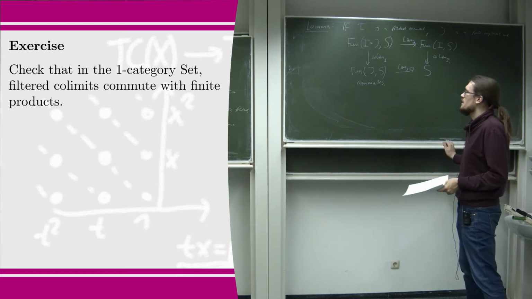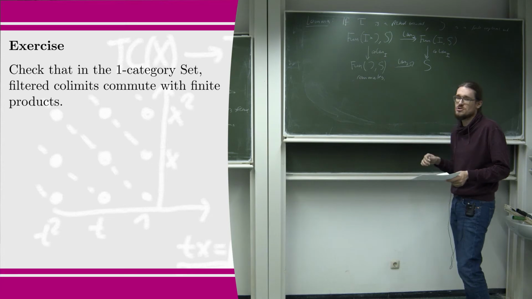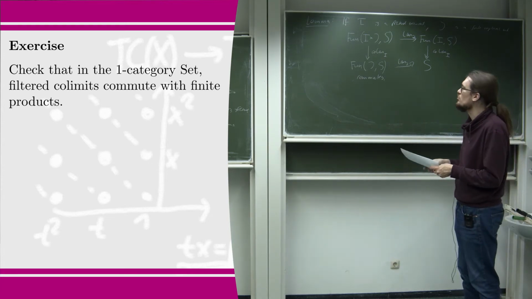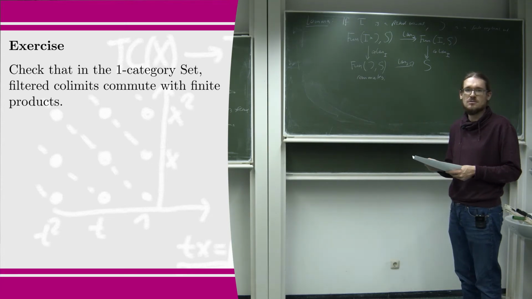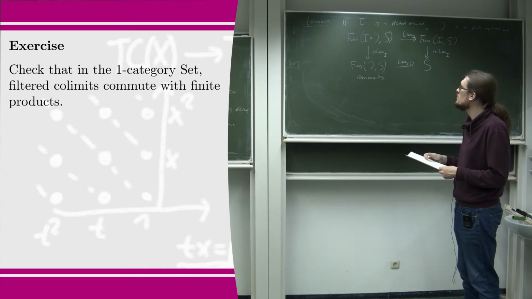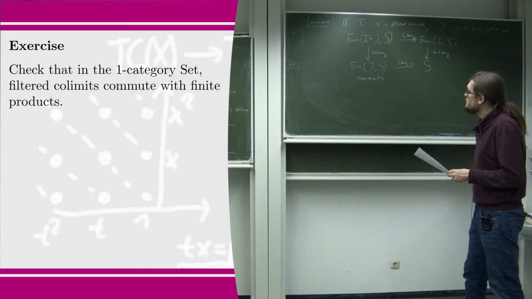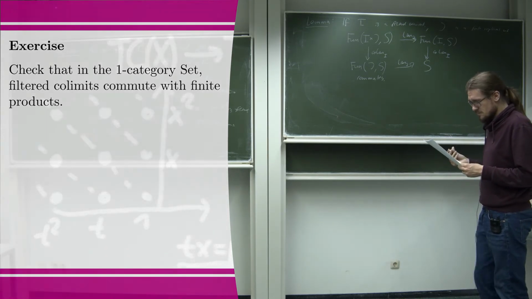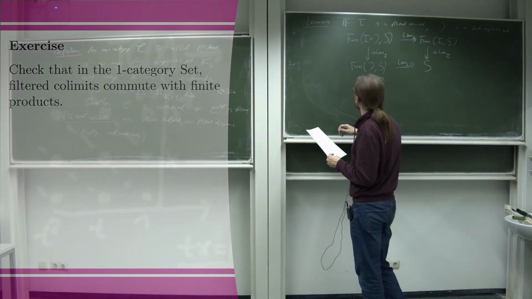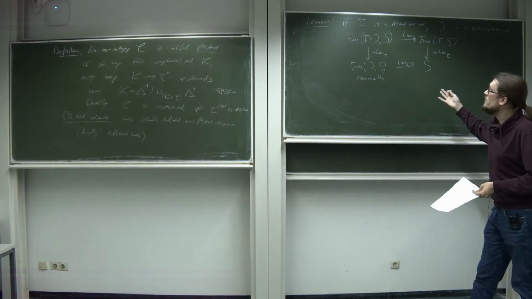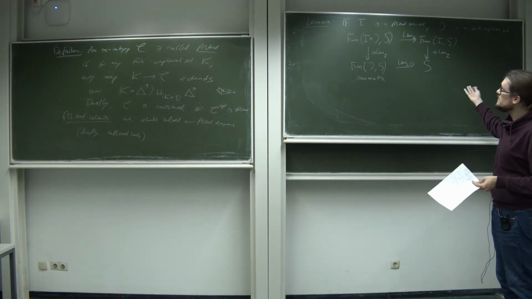So I recommend you to see what's going on there, and if you want, you can even do pullbacks, but it's a little more combinatorial exercise. Well, so that's one very central property of filtered colimits.